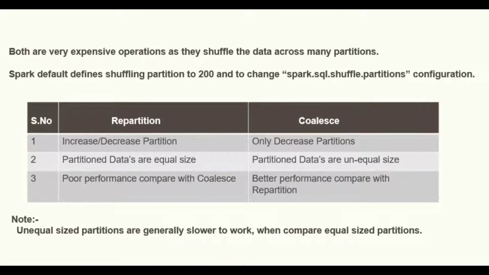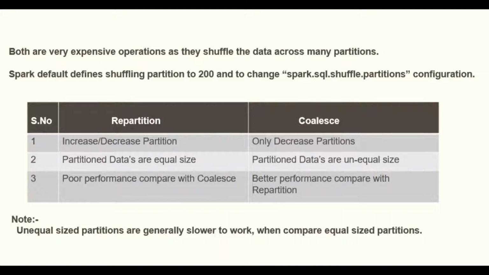Both are very expensive operations as they shuffle the data across many partitions, hence try to minimize their usage as much as possible. By default, the Spark shuffle partition count is 200, and if you want to change it, we can change it in the configuration with the key called spark.sql.shuffle.partitions.